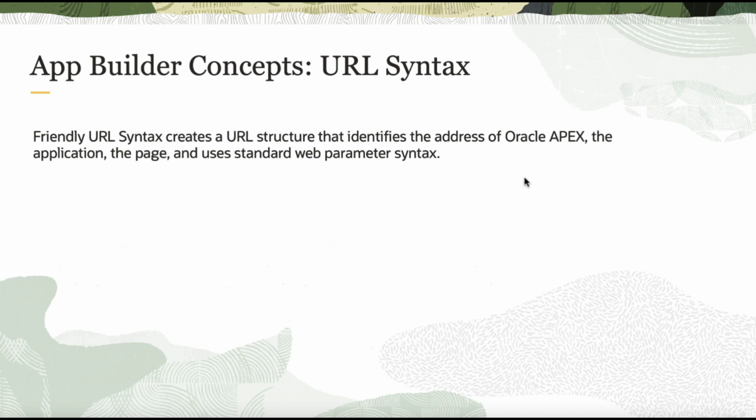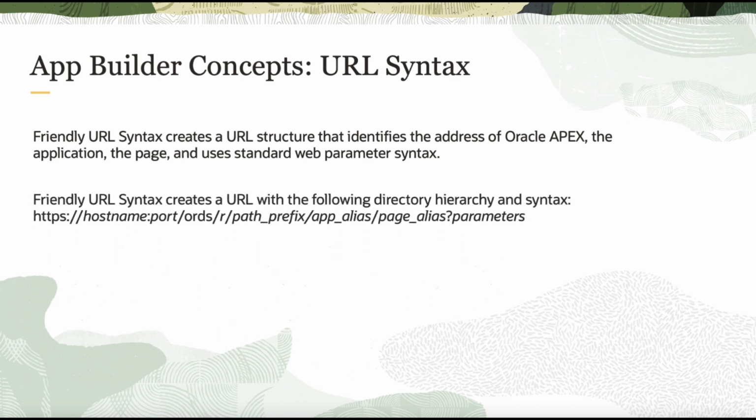Friendly URL syntax creates a URL structure that identifies the address of Oracle Apex, the application, and the page, and uses standard web parameter syntax. Friendly URL syntax creates a URL with the directory hierarchy and syntax as hostname:port/ords/r/path prefix/application alias/page alias, followed by parameters.